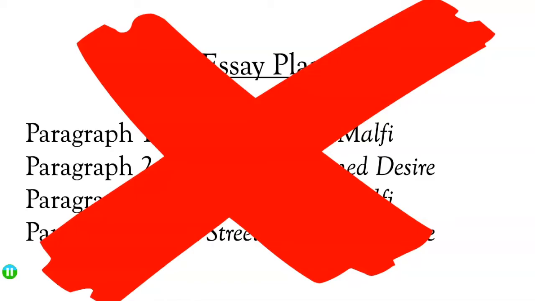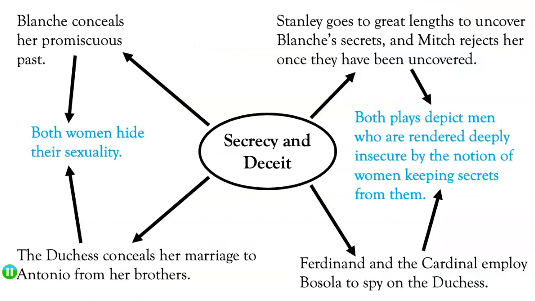So, instead, make sure that both plays are discussed in every single paragraph. To do this, make a key similarity or difference between the two plays the focus of each paragraph in your essay. So let's return briefly to the revision mind map that I showed earlier, and you'll see that the map draws similarities between the two plays. These similarities, which I've written in blue here, could be the focus of a paragraph in an essay.